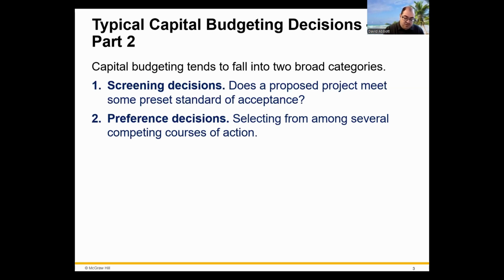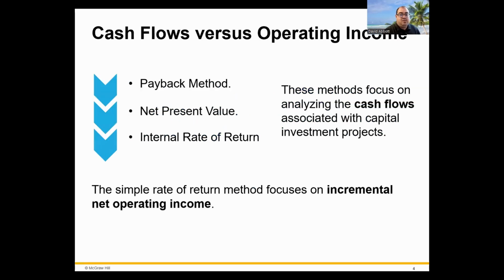A preference decision would relate to selecting among several competing courses of action. So, for example, a company might consider several different machines to replace an existing machine on their assembly line. So, looking at several different ones and then choosing which one, that would be a preference type decision.